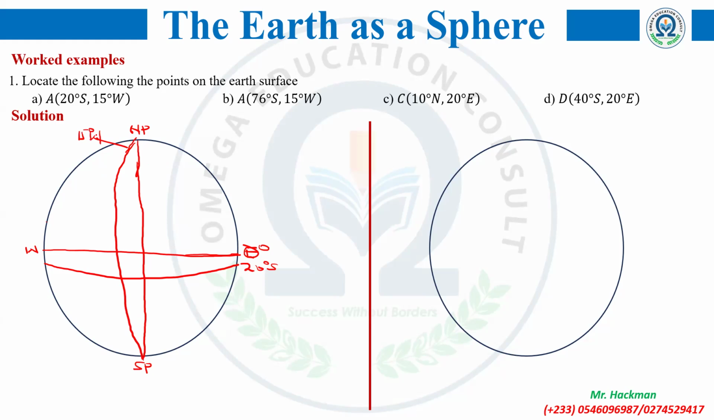Yes. Are you with me? Yes. Okay, so where your 20 degrees south curve and that of the 15 degrees west meet, that is where your point will be located. So the point of intersection here is what we call the point A. Is my point well made, my professors?